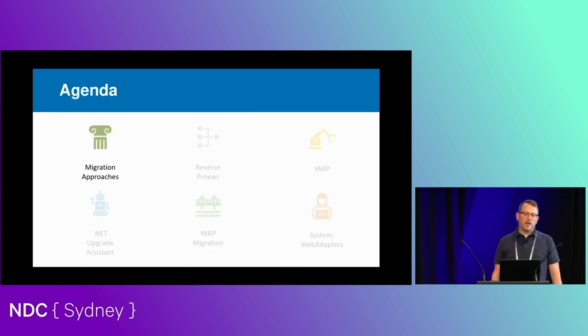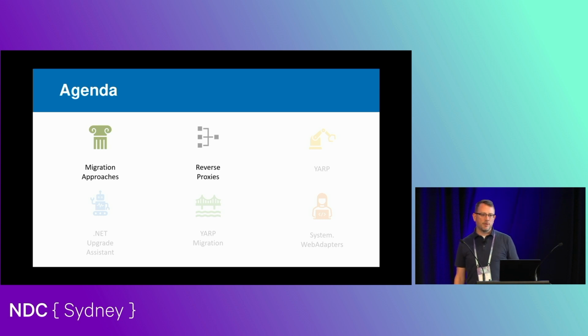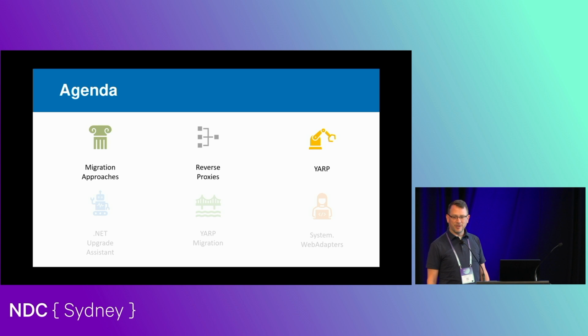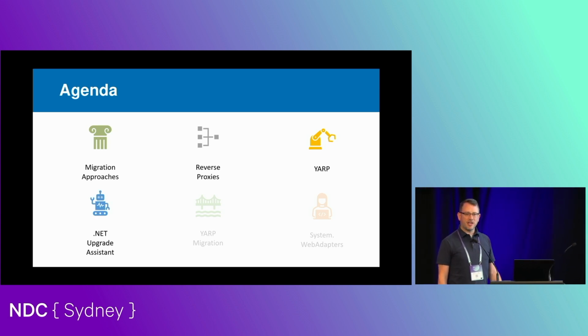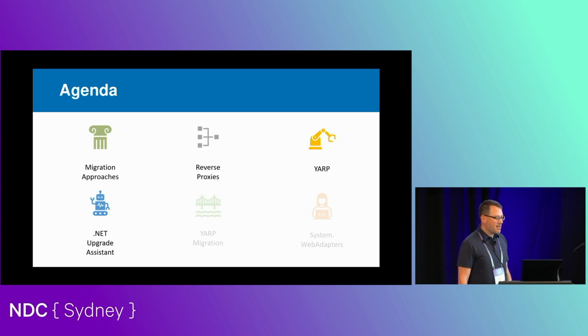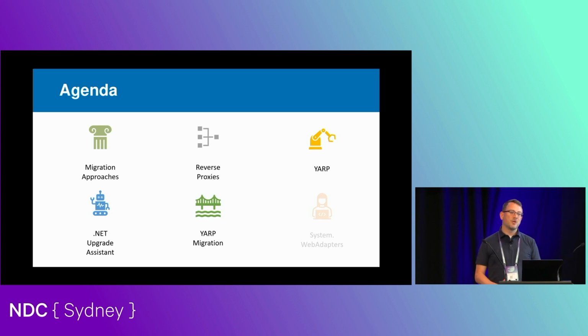An agenda for what I want to talk about. First of all, I want to talk about some different approaches that you may have seen for how to do a migration. Then I want to talk about what a reverse proxy is, because that's going to be one of the solutions we're going to talk about today, using a reverse proxy to make this migration process more incremental. The specific reverse proxy we're going to talk about today is called YARP, Yet Another Reverse Proxy, which is a great acronym, great name. We're also going to talk about some other tooling from Microsoft called the .NET Upgrade Assistant, and how you can use that to do a .NET migration.